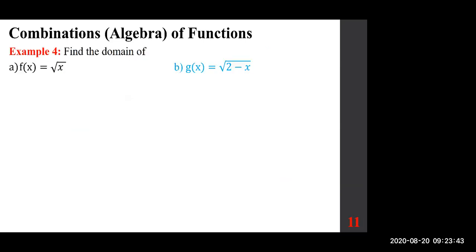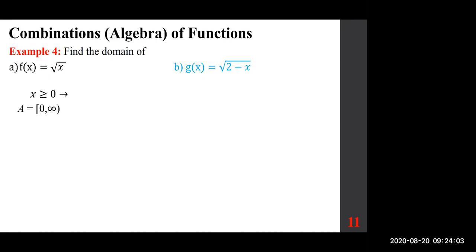We are given f of x equals square root of x and g of x equals square root of 2 minus x. The first one, very obvious. We've seen the graph. It's an essential function. We know the domain: x is larger than or equal to 0, and that means from 0 to infinity.